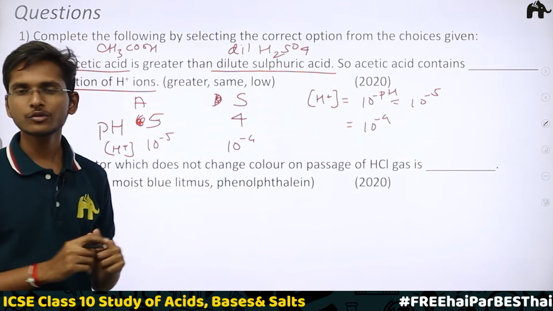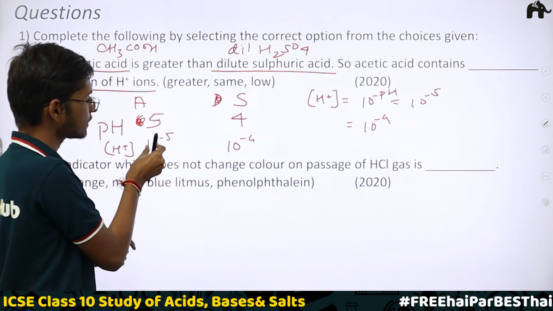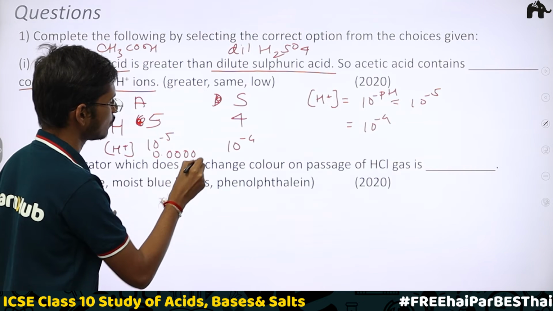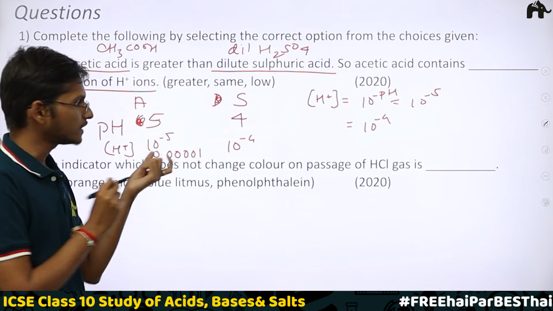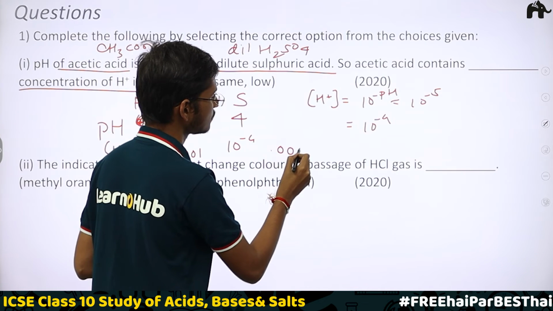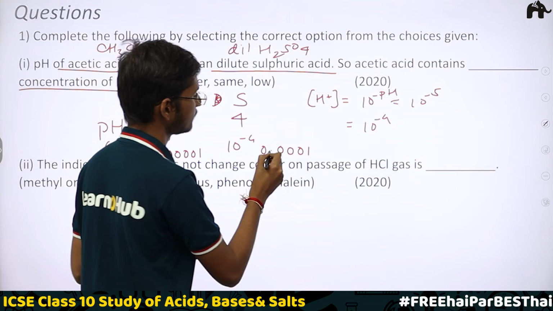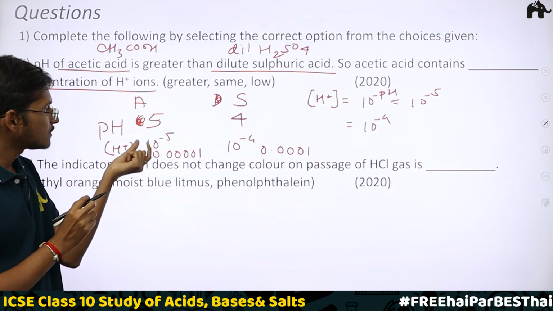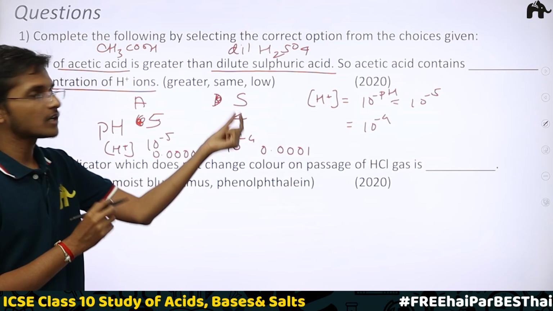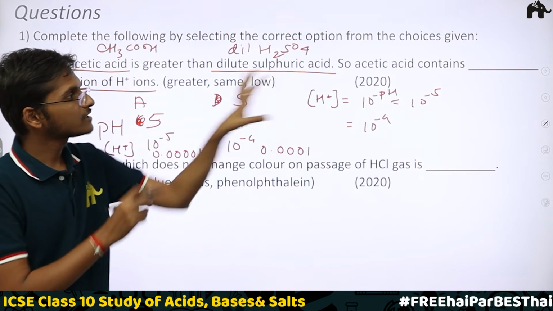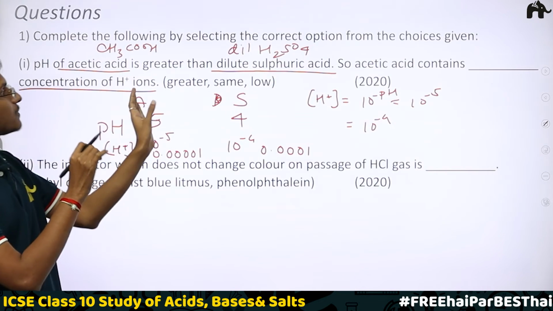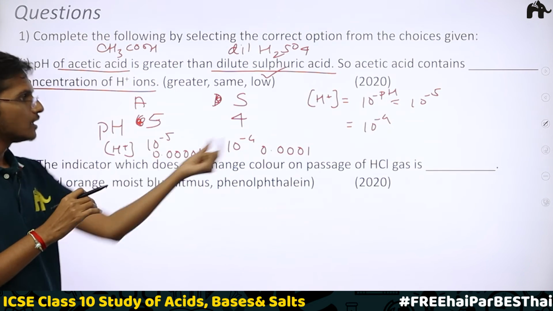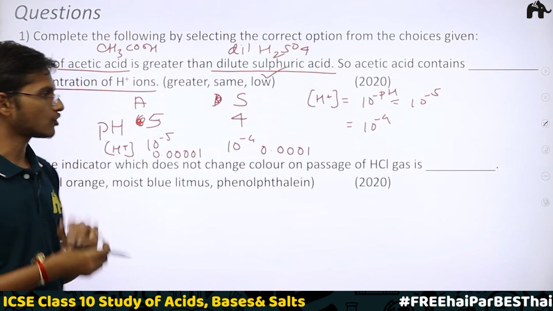Now you can clearly make out, there would be no confusion. See, 10 raised to minus 4, 10 raised to minus 5. You already know 10 raised to minus 5 is 0.00001, 1, 2, 3, 4, 5. And 10 raised to minus 4 is 0.0001, 1, 2, 3, 4. So which one is the smaller number? This is the smaller number. So the H plus ion concentration of acetic acid is smaller as compared to sulfuric acid. So acetic acid contains low concentration of H plus ions. Very simple. Yes, we have got this from the formula. We have solved this. Very simple problem.